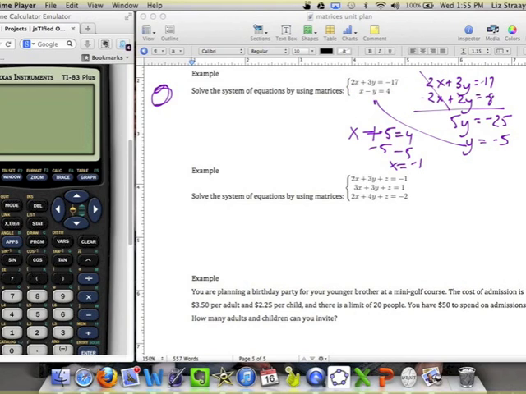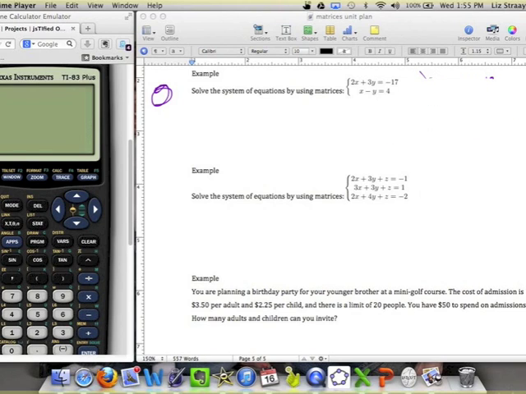When we work in a matrix, what we're going to do for this is set up a matrix where each column represents a variable or a solution. So my matrix is going to have 2 rows and 3 columns. The first row is going to be 2, 3, -17, and the second is 1, -1, 4. So I write out coefficients, if it's a coefficient of a variable, and then I write out the solutions.